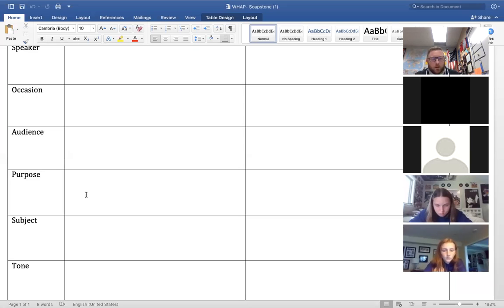All right, purpose then. The purpose in the soapstone is what is the deeper meaning? What does the author or the speaker want you to get out of it? Okay, it's not the subject. Everyone knows the subject is very straightforward. Okay, if I send a message to my mom saying, "Mom, can you let the dog out at 4?"